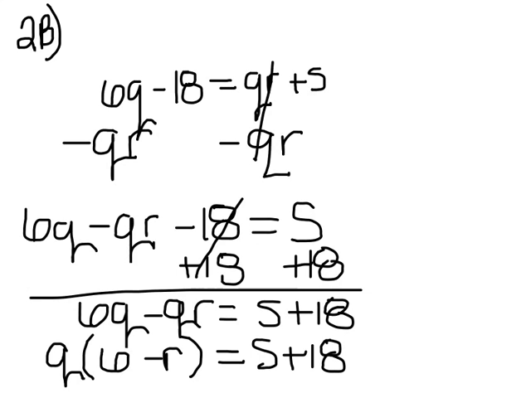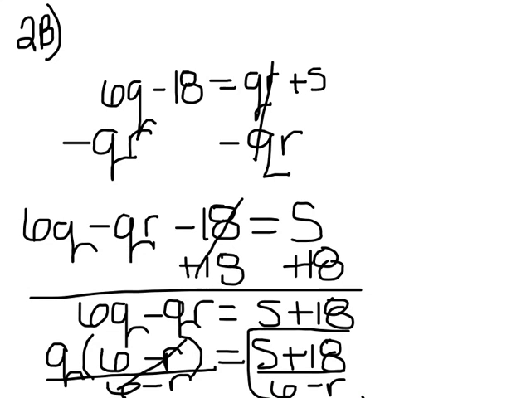And now we can separate our parentheses from our q by dividing both sides by the parentheses. This gives us our answer of q equals s plus 18 divided by 6 minus r.